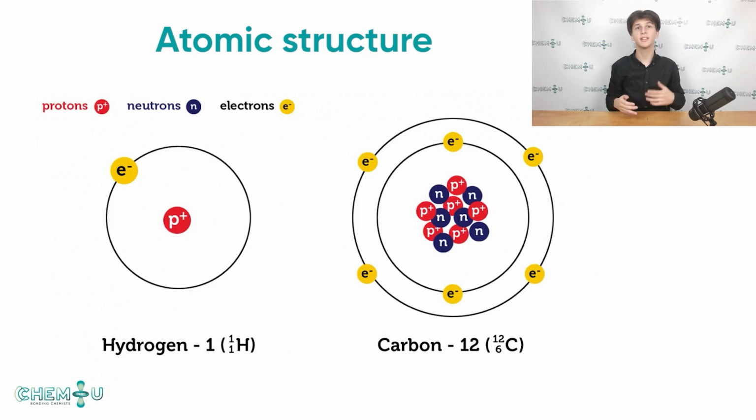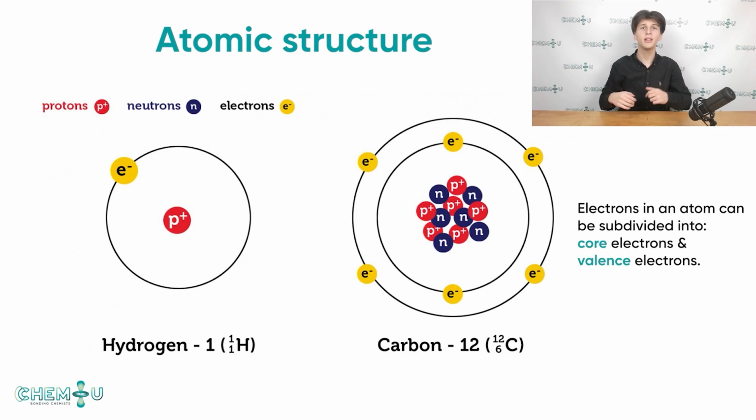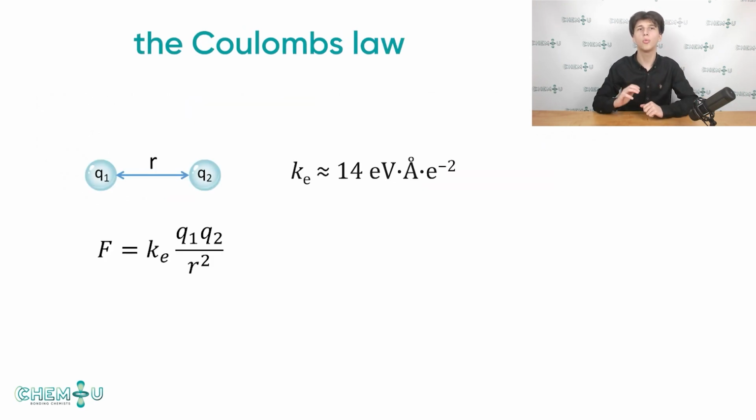Before discussing it in detail, it is reasonable to refresh some basic knowledge about the atomic structure. As you know, the electrons in an atom can be divided into two subgroups: the core electrons and valence electrons. The core electrons are located closer to the nucleus and thus are held quite strongly. In contrast, the valence electrons are located much farther from the nucleus and, according to previously discussed Coulomb's law, are held most loosely. Here is Coulomb's law once again.